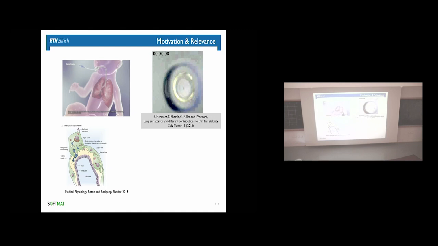And so to prevent collapse when you exhale, when you compress, there needs to be a force pushing back. And that force is not coming from the tissue. Elastin is not strong enough to do that, but it's coming from the lipid layer at the interface.